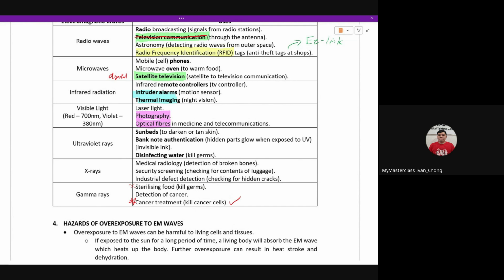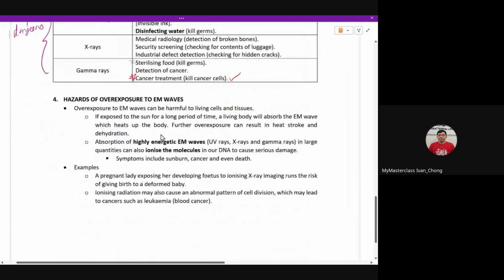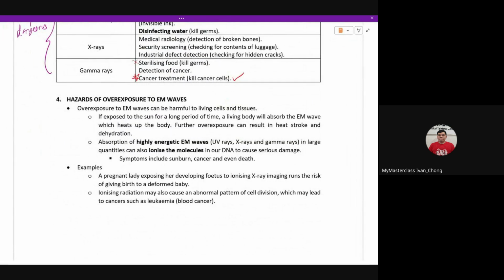So that's why normally you see people who have cancer and they are recovering from it, they tend to be quite sickly and ill because they're actually exposed to gamma rays, which are actually quite dangerous. So you need to be very, very careful when we deal with these three dangerous ones. Okay, they are not just dangerous, they are very dangerous. Okay, so just take note, for the first part here, your hazards, right? This is for all EM wave.